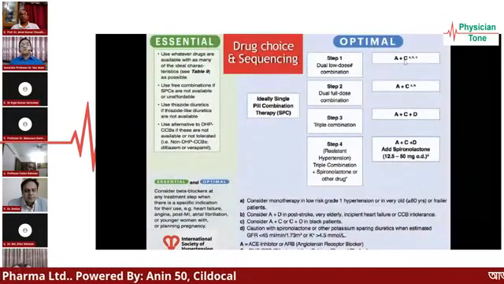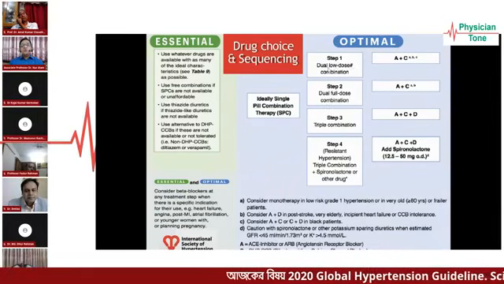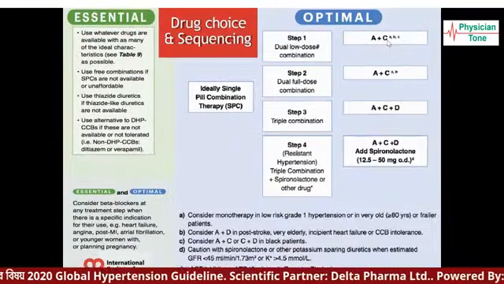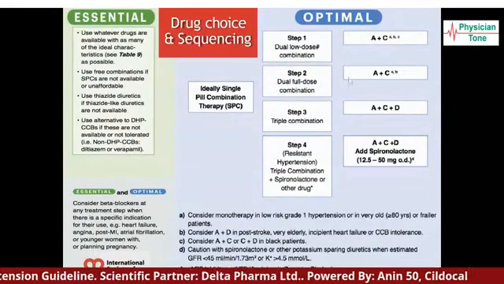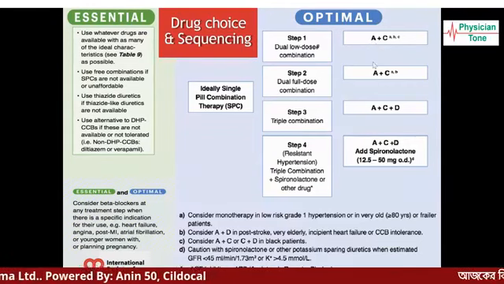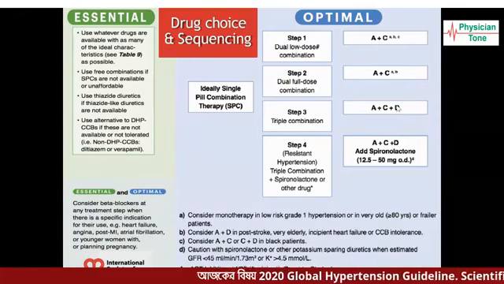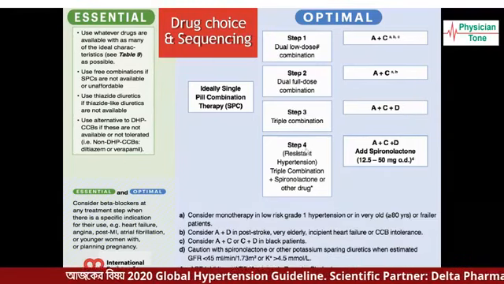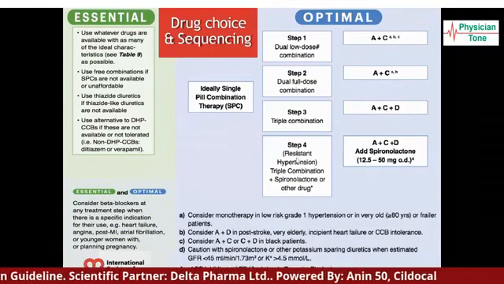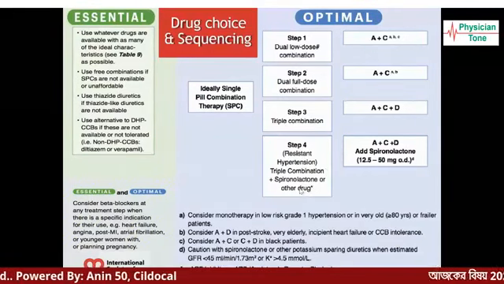What medications should be used? This is also in a very simple form. Step one is dual low dose combination, ACE inhibitor or ARB plus calcium channel blocker. Then step 2, dual full dose combination, increasing the dose of the ACE inhibitor or ARB. These are all single combination pills. And step 3, triple combination. The third one should be thiazide-like diuretics. And step 4, if not controlled with these 3 drugs, then add a 4th drug. That means resistant hypertension. The 4th drug should be spironolactone or other drugs. And this is the optimal care, standard care.